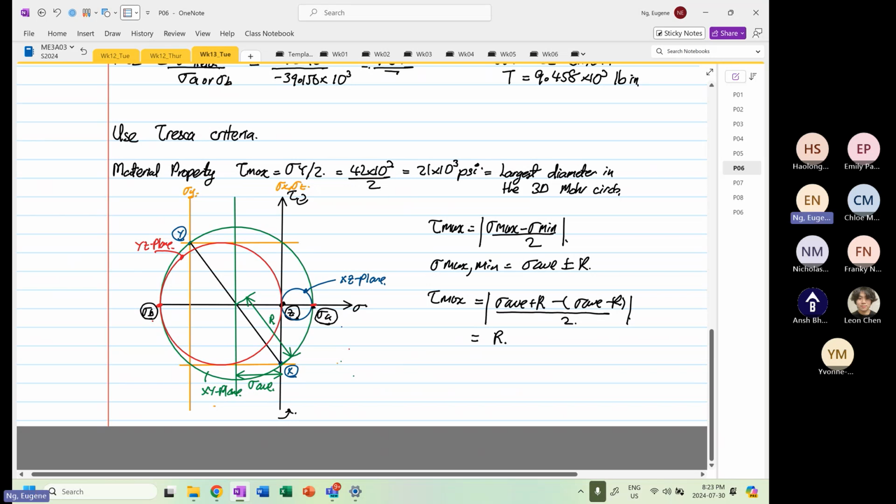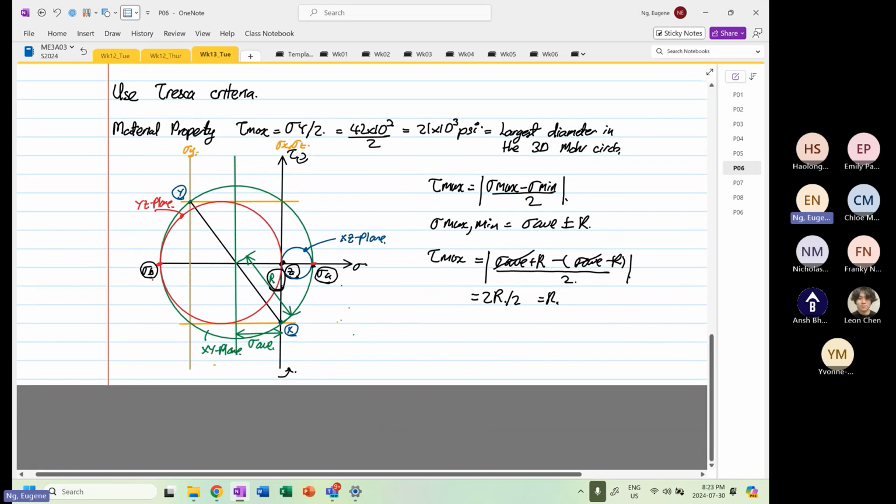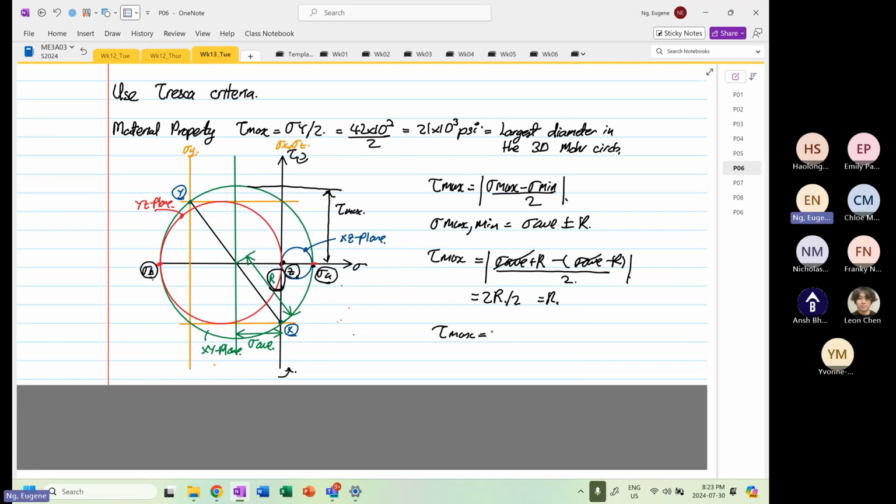So this will be equal to what? R, because we have what? At the top, this can cancel off. We have 2R over 2, then this is R. So all we need to do now is find the radius of the circle, right? Or we know the radius of the circle for this case. Okay, for this case, we know the radius of the circle because we know that this is tau max. So from here, we know that tau max is equal to R. Okay, tau max is equal to R.